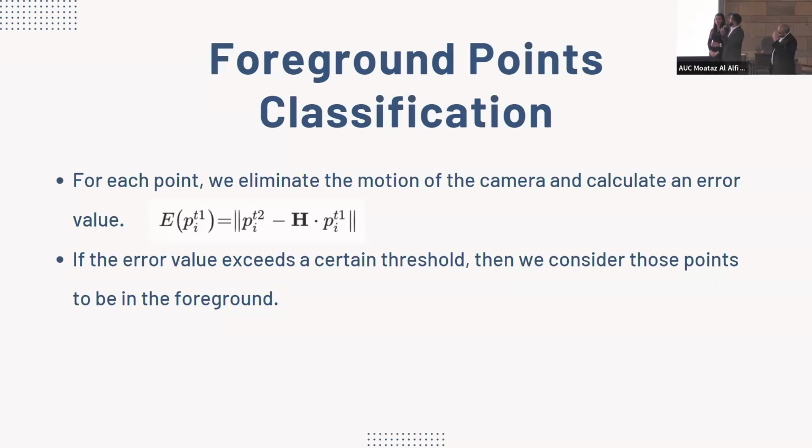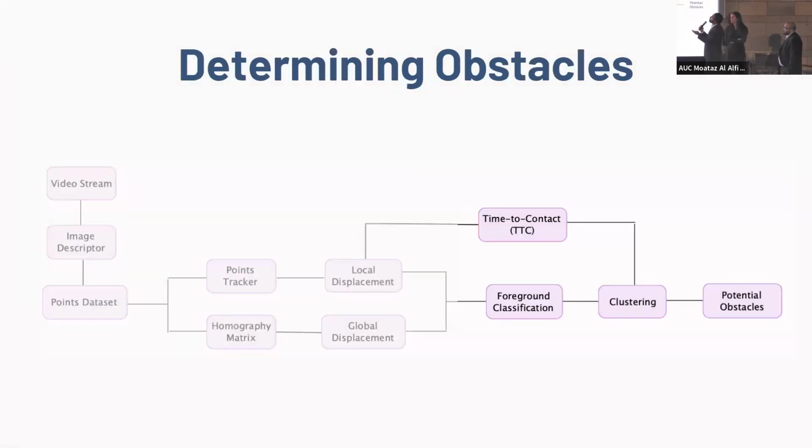That error value would then represent the motion of the point itself, and it would be ignoring the entire motion of the entire frame. So points with a high error value means that the point itself is the one that's moving and not the entire frame that's shifting. So these are the points that are moving rapidly, and these are the points closer to the user, and therefore these are points to be focused upon. And then Nadine will be continuing on how we chose to determine what are obstacles in our dataset.